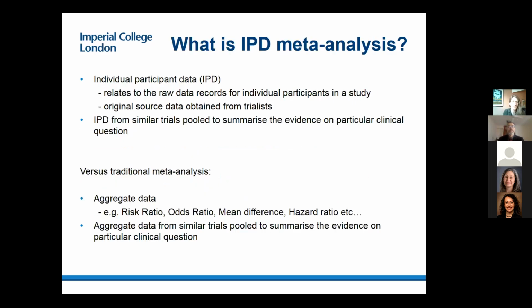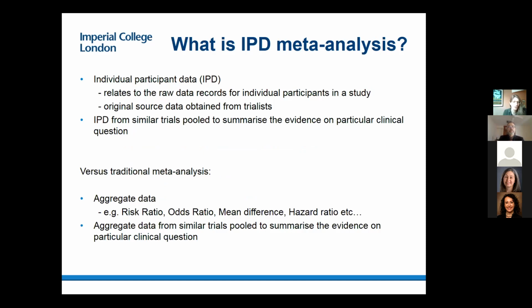Great, so first up, what is IPD meta-analysis? Well, IPD stands for individual participant data, which is the raw data records for individual participants in a study. So it's the original data sourced from trialists. An IPD meta-analysis is where the individual participant data is obtained from similar trials, and then it's pooled to summarize the evidence on a particular clinical question.